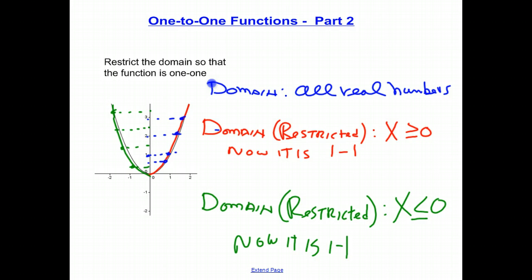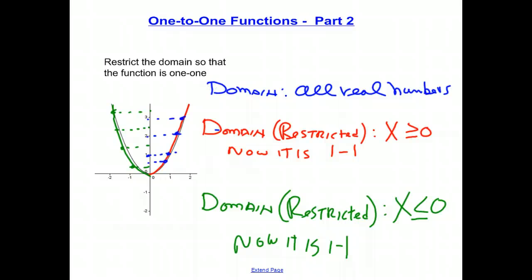And actually, there's infinite ways of restricting it. We could have just restricted it to be all numbers greater than 2, or all numbers greater than 3, or all numbers less than -1, and it would still be one-to-one. So we are allowed to restrict the domain of a function to make it one-to-one if we need to. And so I hope that is clear.